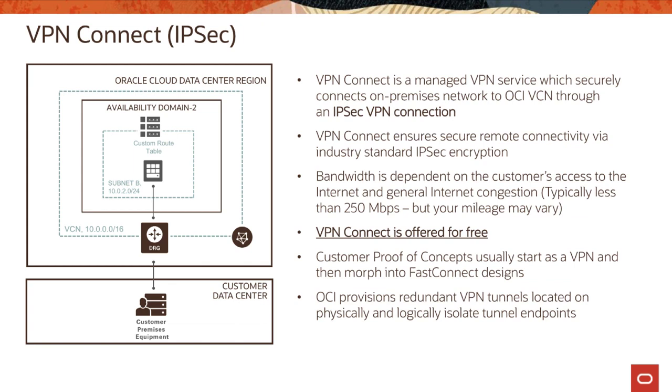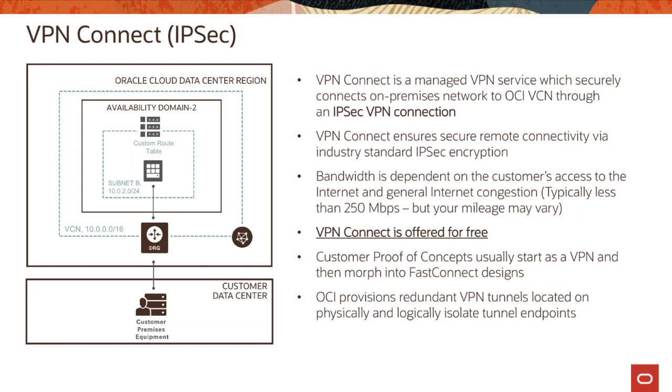The IPsec itself, you know that it's a protocol suite that encrypts the entire IP traffic before the packets are transferred from the source to destination. So it makes sure that your remote connectivity is secure and encrypted. Normally, you'll see that with IPsec VPN, the bandwidth is around 250 megabits per second, but your mileage can vary depending upon your location and the general internet congestion at that time. The service itself is offered for free, so there are no service charges for the VPN service.